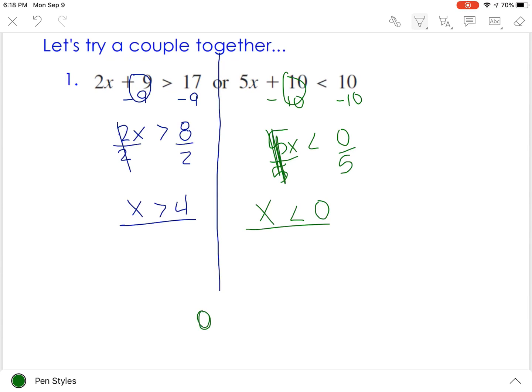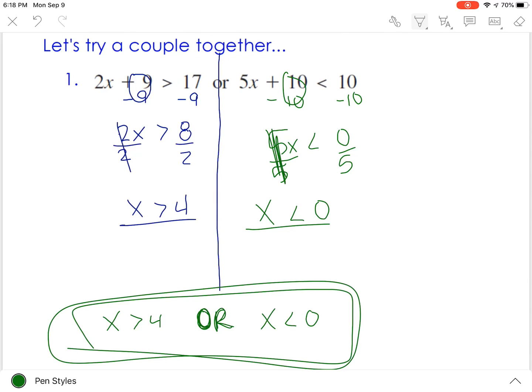So let's put all this together. I'm going to write OR in really big letters in the middle of my answer. X is greater than 4, or x is less than 0. So a solution to this could be any number that is greater than 4, or any number that's less than 0. So for example, 5 is greater than 4, but 5 is not less than 0. 5 is a solution because it satisfies one of these inequalities.